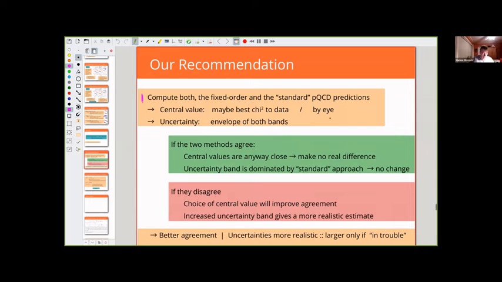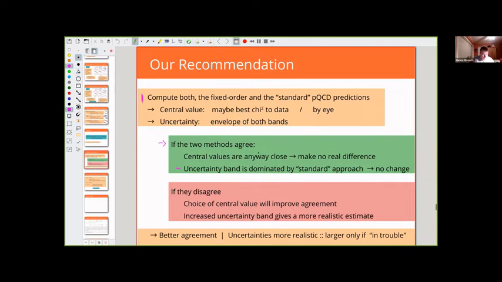However, for the uncertainty, we should always, I think, use the envelope of both bands, because the difference of the two calculations is still an additional uncertainty on top of what we compute with the scale dependence. Whenever the two methods agree, it's easy to make the first choice about the central values, as they agree anyway, so it doesn't make a difference. However, in the cases that we looked at here, where the fixed order had a much smaller uncertainty band, in the future the uncertainty band in this approach will still be dominated by the standard approach, so there's no real change.